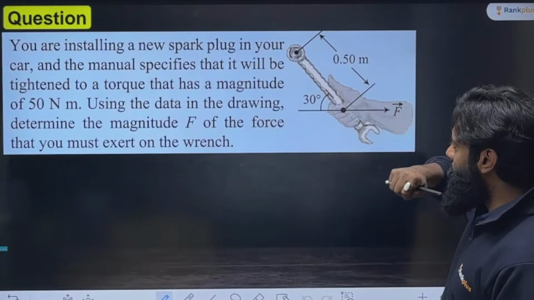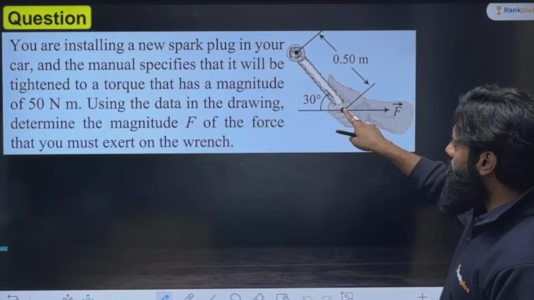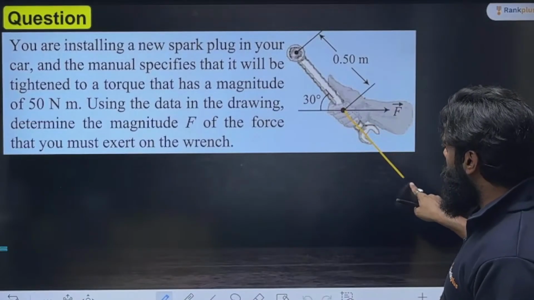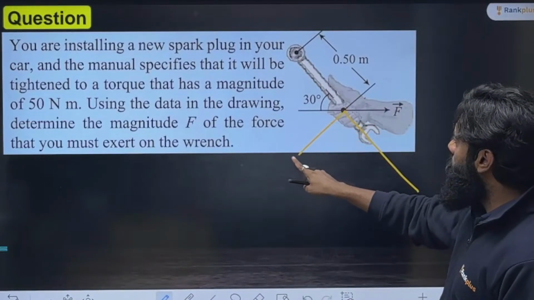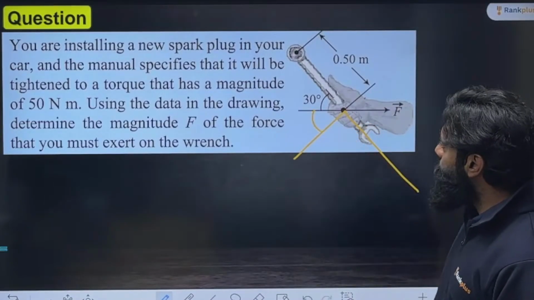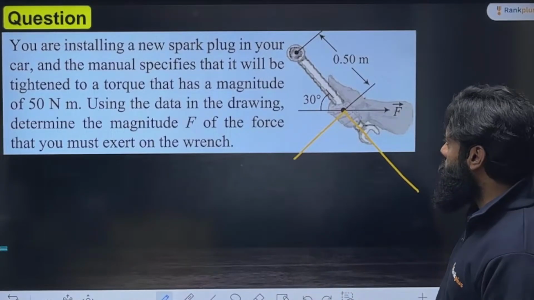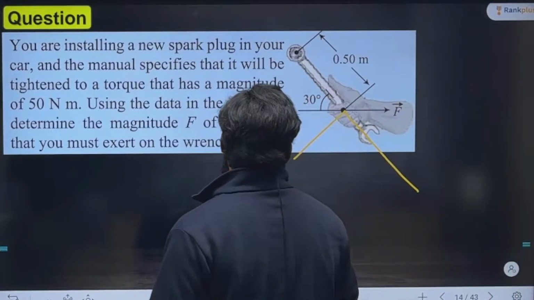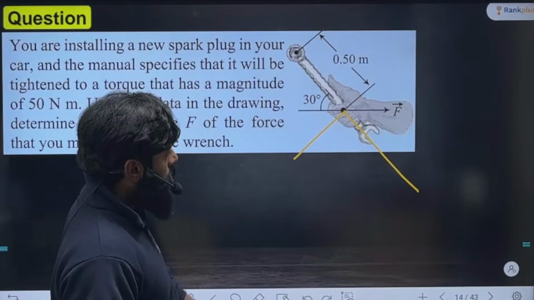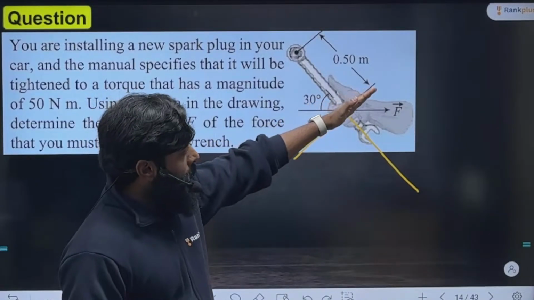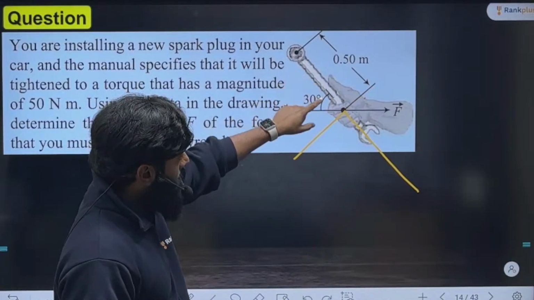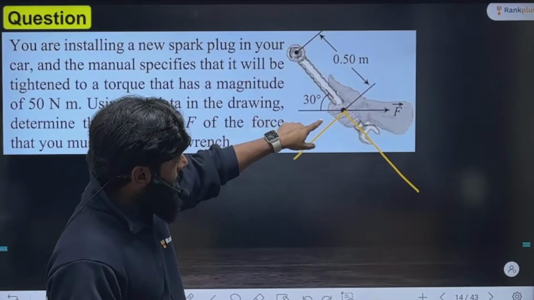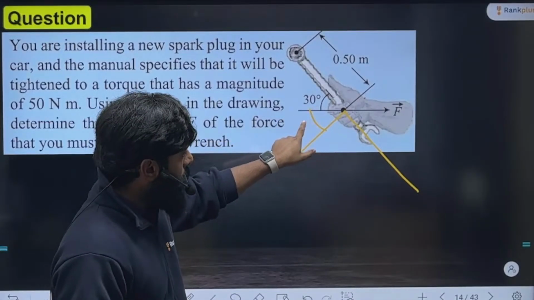This is the theta here. If this is theta, then this is 60 degree, right? What I have done is I have drawn one perpendicular here. If this is 30 degree, I know that the complete angle is 90 degrees, so this will be my 60 degree.